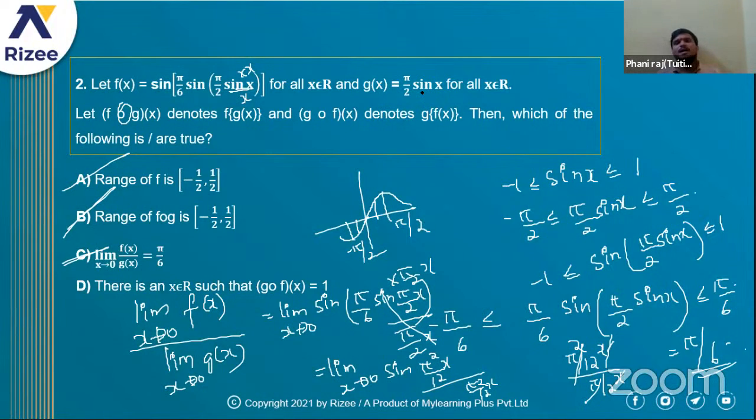But sine is always bounded by 1, no? What is pi by 2? Pi by 2 is approximately 3.14 by 2, which is greater than 1. So can sine of something be greater than 1? It can never happen. So this is wrong. Simple logic. g of f of x becomes pi by 2 into sine of something equal to 1. So sine of something must be equal to 2 by pi. It can never happen, right? Because it's greater than 1. So you can just decipher it based on just looking at the bound of sine x.